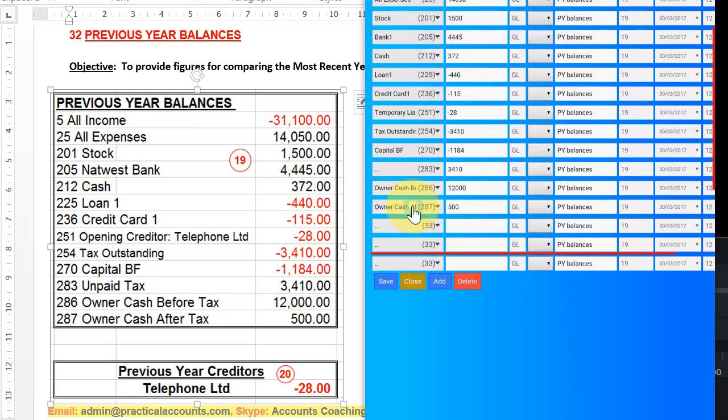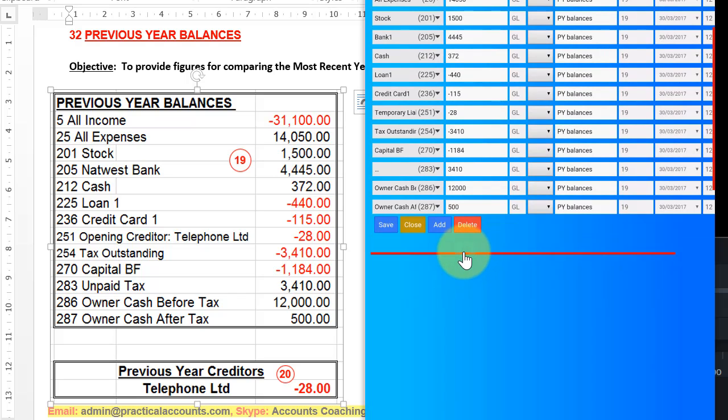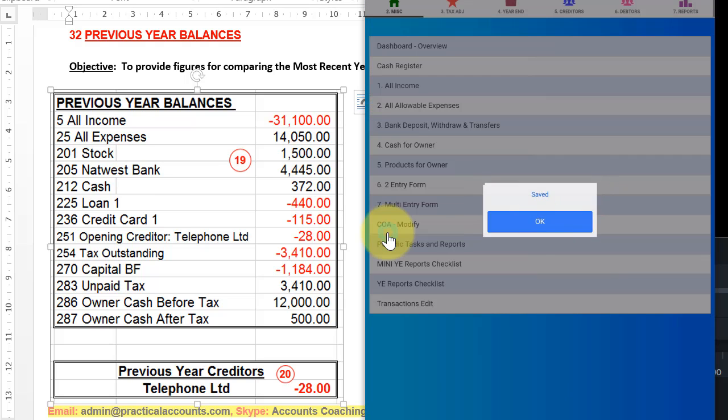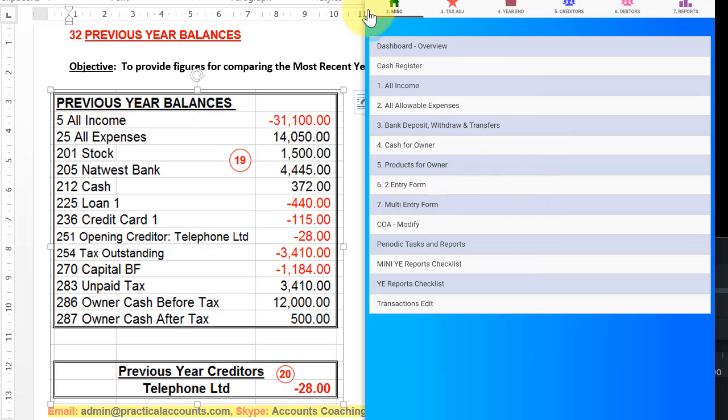And that's it. Now for the rows below that, we're going to delete because we don't need them. So we click delete once, delete twice, and thrice. Now we are ready to save our opening balances. Click save. 283 is unpaid tax. Yeah, we save that. Okay, that is done.